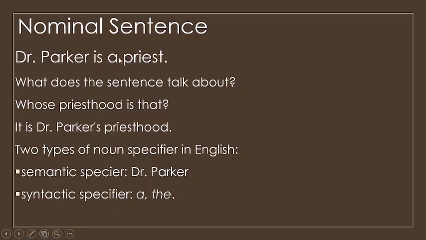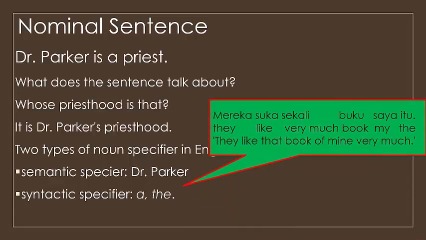But in this case, we can say that the structure of English here is in a way similar to that of Indonesian. In Indonesian, we have a sentence like "mereka suka sekali buku saya itu." We have mereka, they; suka, like; sekali, very much; and buku saya itu, book my the. So the noun buku saya itu has two specifiers, namely saya, my, and itu, the.